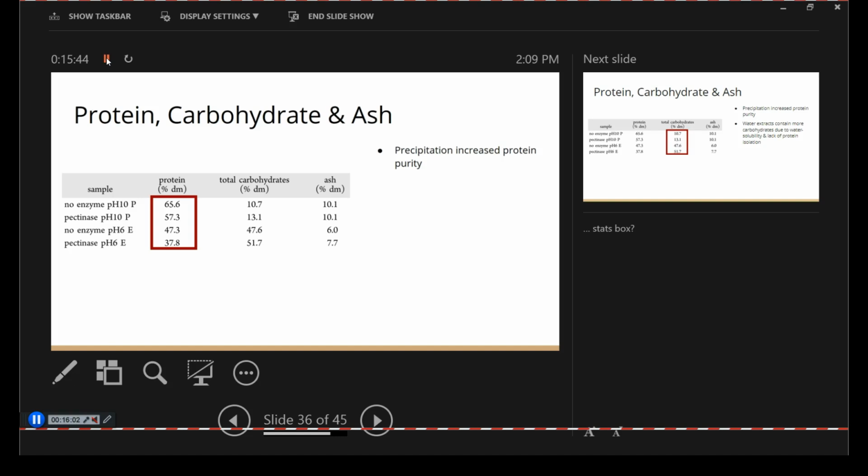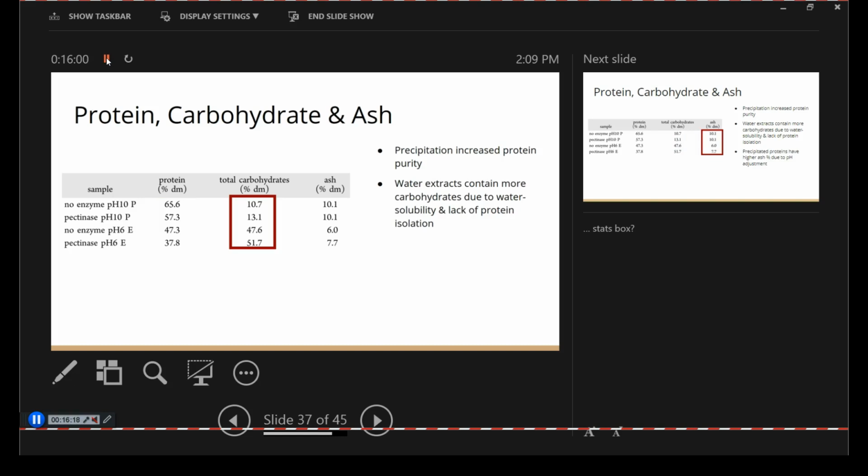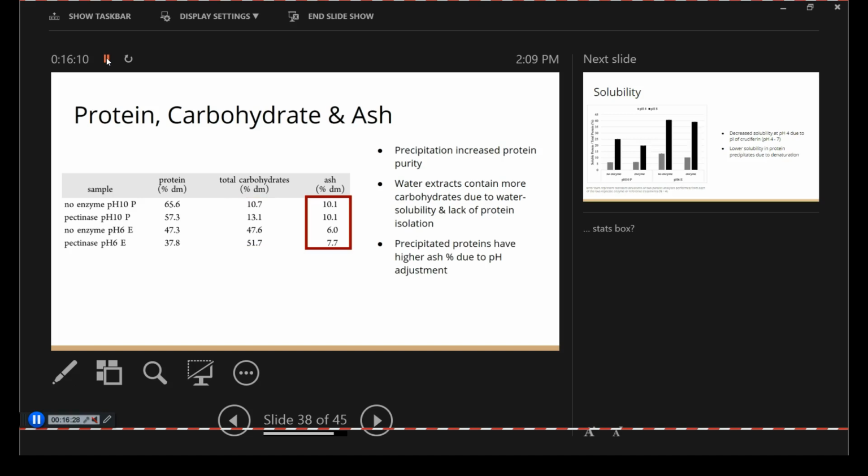Looking at protein, carbohydrate, and ash for the protein precipitates, as well as the water-soluble or pH 6 extracts, we can see that there is a higher protein purity for the precipitates due to the isolating step for the proteins, which can also be backed by the amount of carbohydrates that we see in the pH 6 extracts or the water-soluble extracts, again due to a lack of isolation. And for the protein precipitates, we see a higher ash percentage due to the addition of salt and pH adjustment.